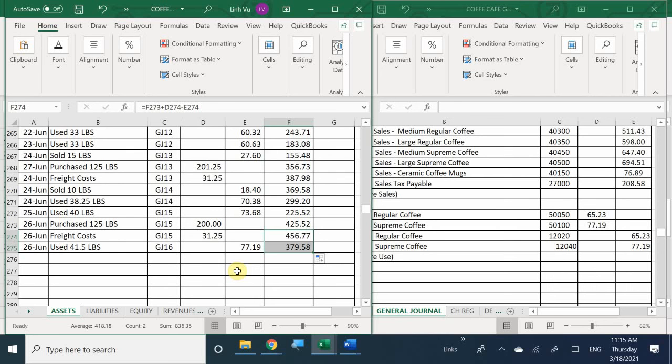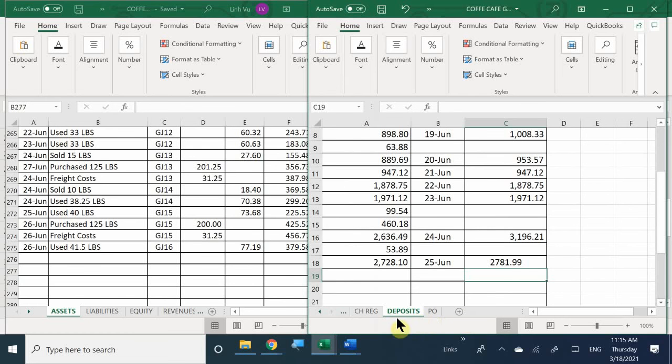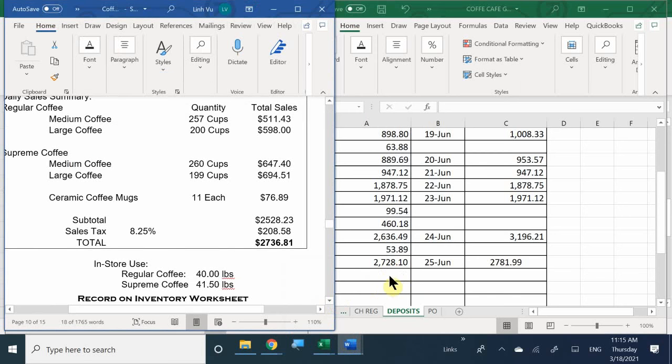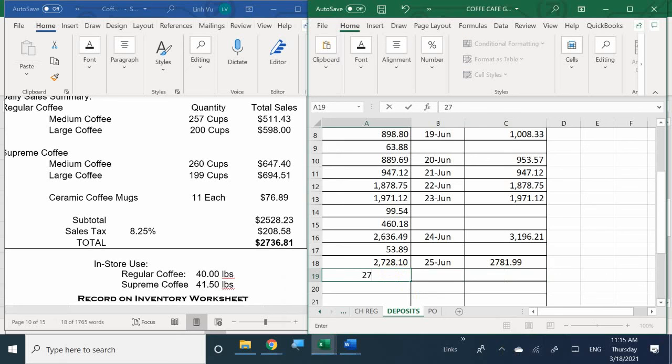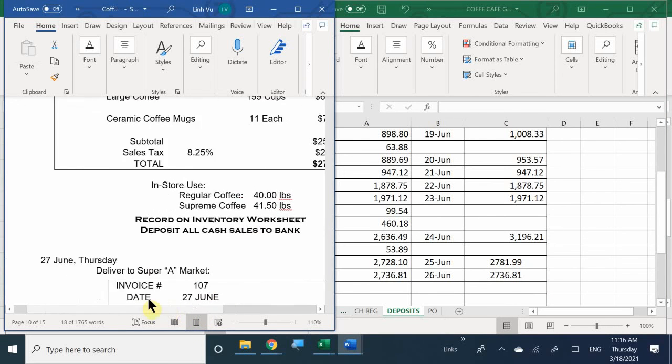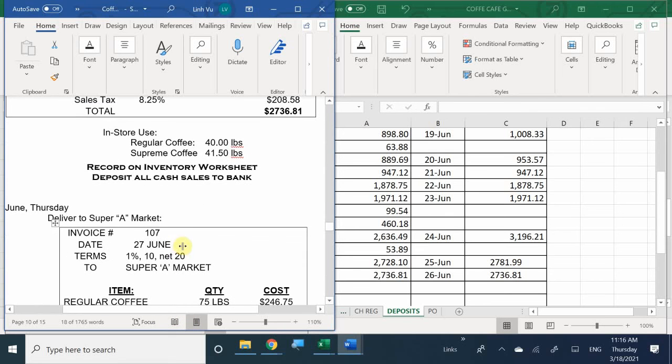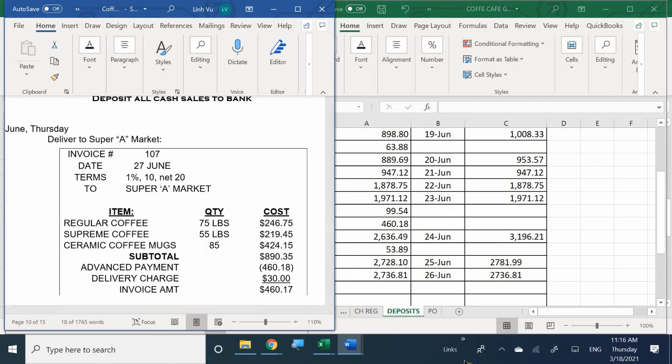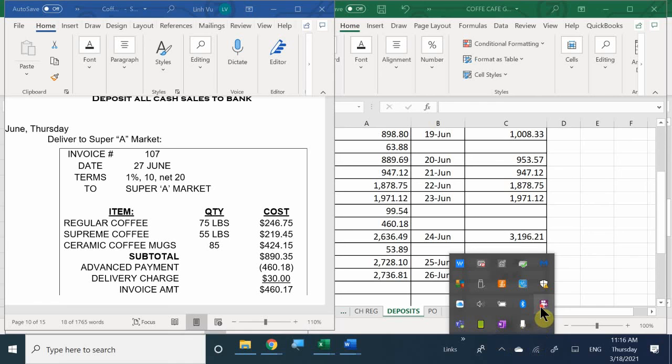All right. Last but not least, what should we do? Deposit. We're going to deposit the money. Good. So deposit, and we're depositing the amount of 2736.81. So 6/26. I should have 2736.81 in my bank account. Right? All right, so I'm going to stop here for today. We'll continue on with the 27th and the 28th Monday. So, yes, we'll stop here for now.